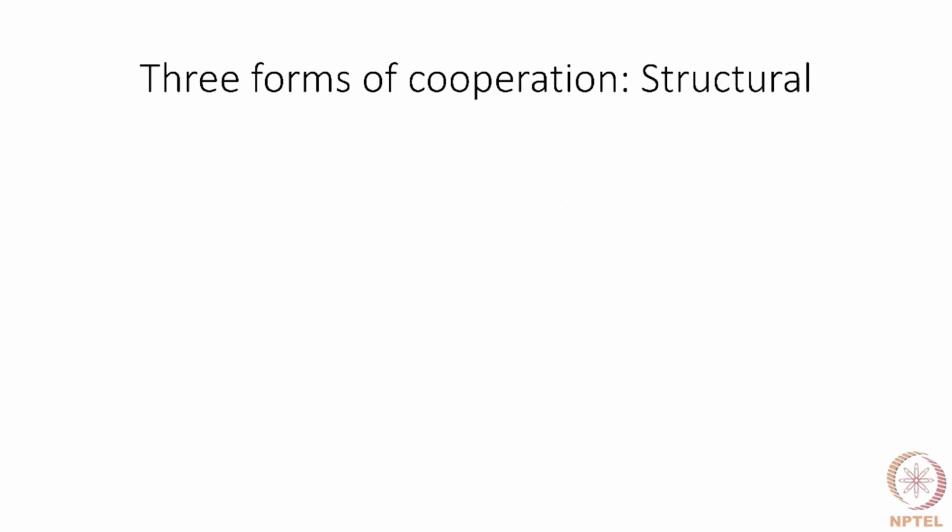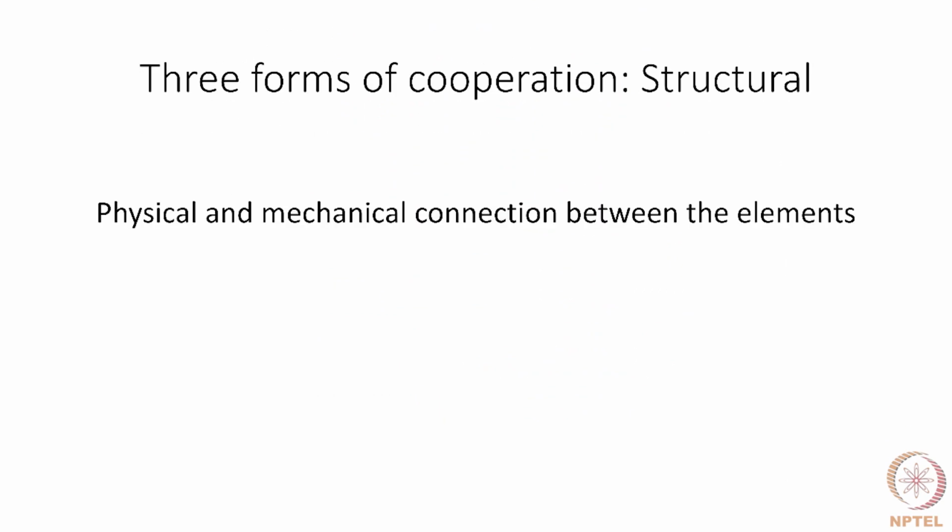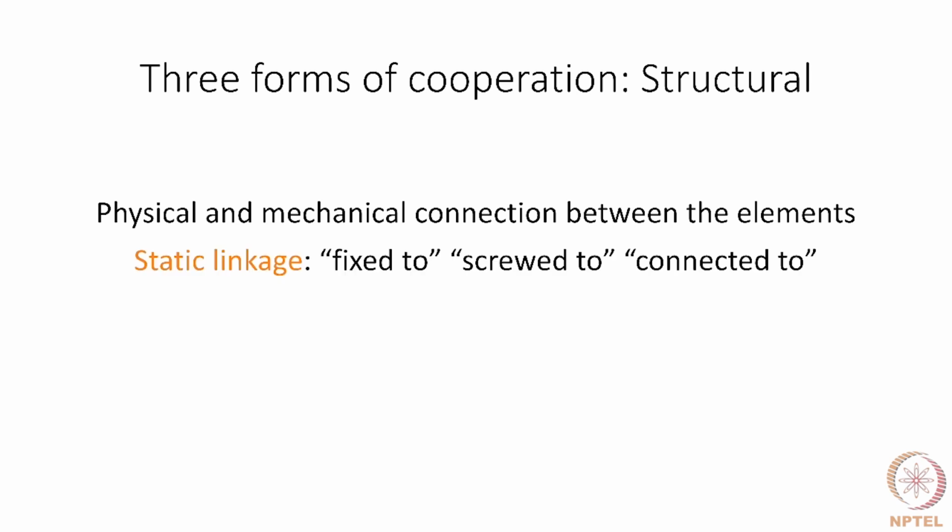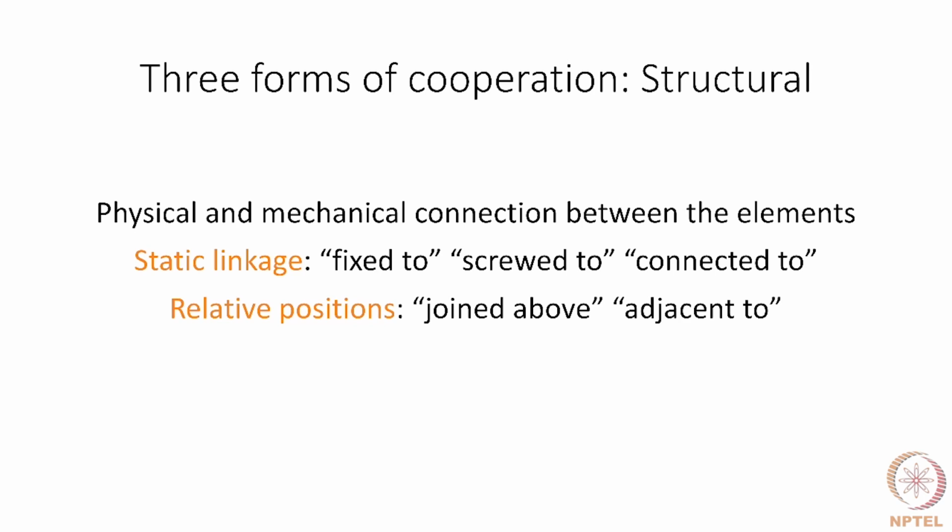Now there are three forms of cooperation largely. The first one is structural, by which we mean physical and mechanical connection between the elements. Now they could be a static linkage, like by using the words fixed to, screwed to, or connected to. Now, relative positions, you could describe elements which are structurally linked by their relative positions. For instance, joined above or adjacent to will show that the cooperation is structural between the two elements.